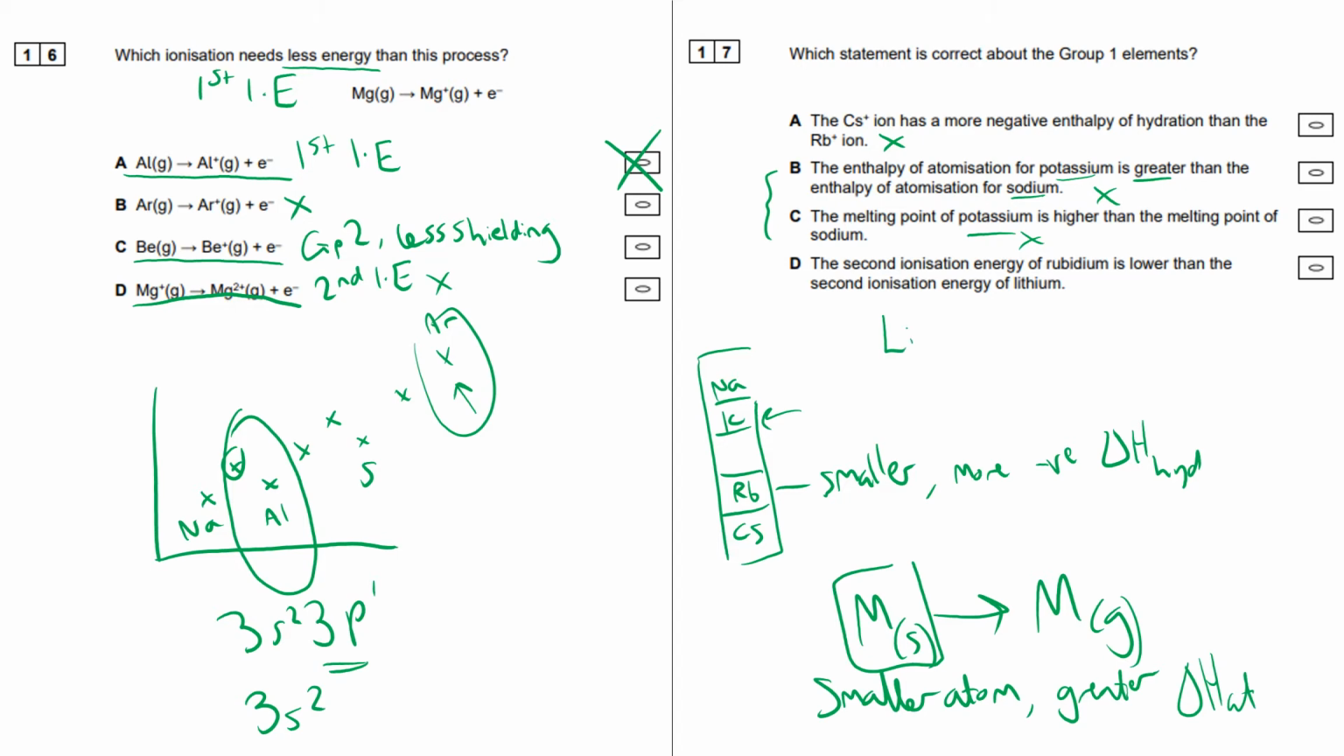So lithium's second ionization energy, so lithium plus to lithium 2 plus in a gaseous state, is going to be more positive than the second ionization energy of rubidium. Well, rubidium is lower down the group, so rubidium is a bigger atom or bigger ion, therefore rubidium has more shielding. So the second ionization energy of rubidium would be less than the second ionization energy of lithium. Statement D is correct.